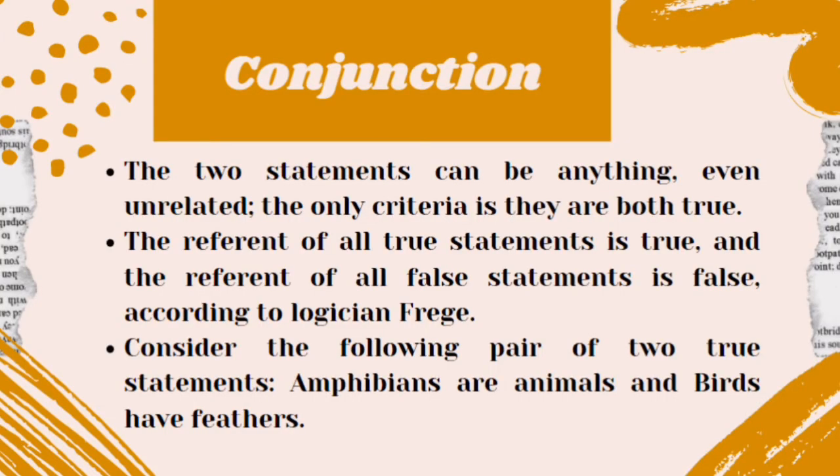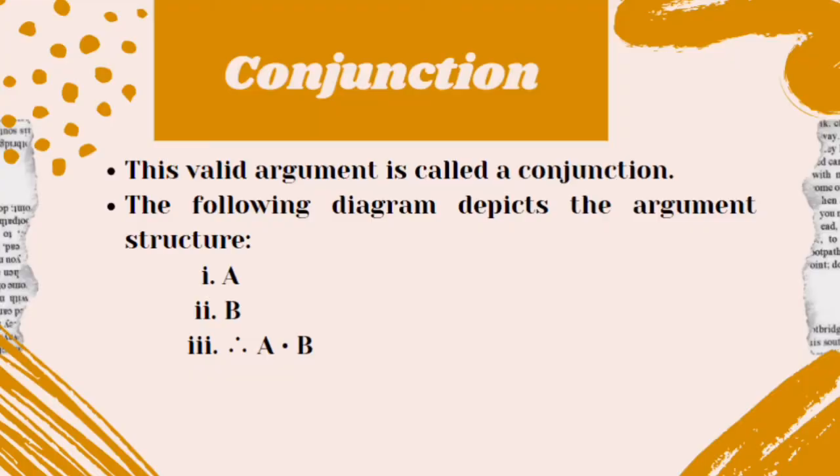In the following, we shall be discussing only the truth and falsehood of arguments, not their meanings and empirical content. Consider the following pair of two true statements. Amphibians are animals, and birds have feathers. Let us represent the two statements as A and B. Because conjoining two true propositions preserves the truth value of the conjunction, you can conjoin A and B. A conjunction is the technical term for a valid argument.